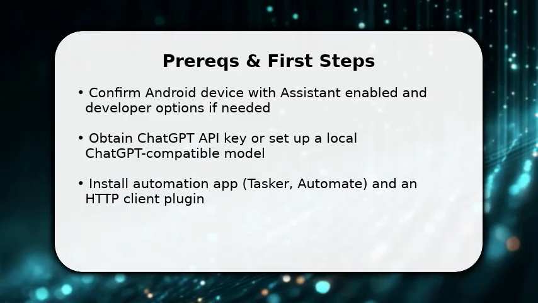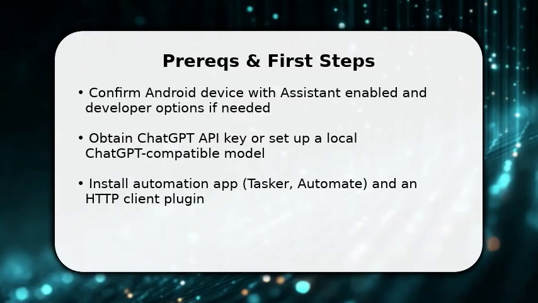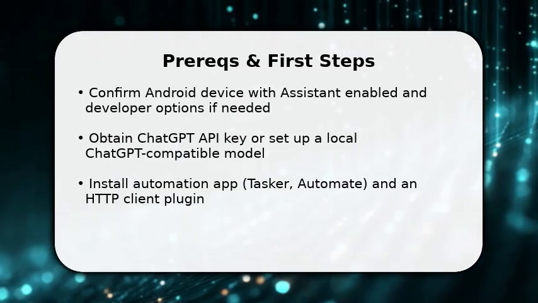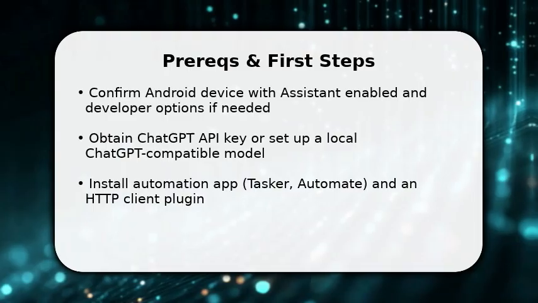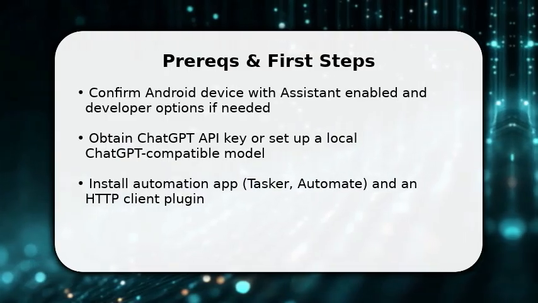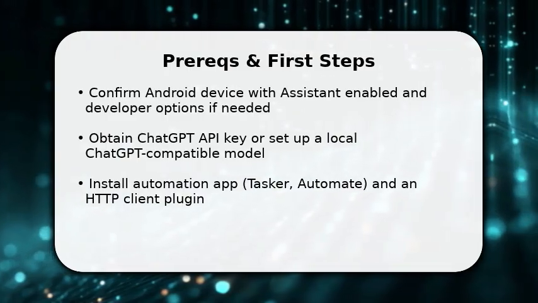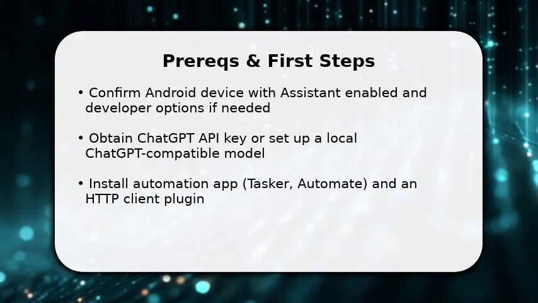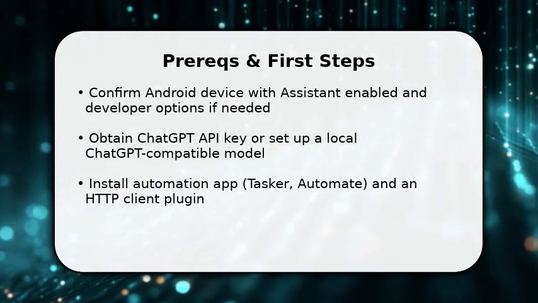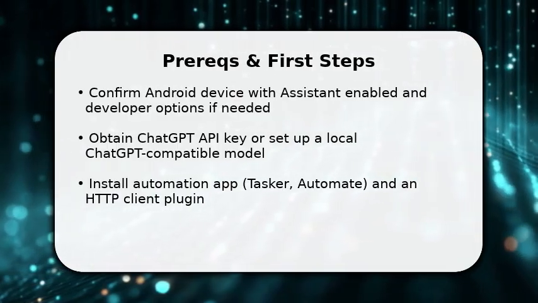You start by confirming prerequisites. Your Android phone has Google Assistant active, and you have either a ChatGPT API key or a local model ready. Once done, install an automation app like Tasker plus an HTTP or webhook plugin. These let you intercept voice intents.